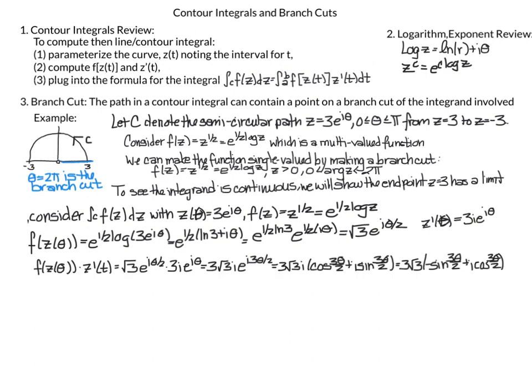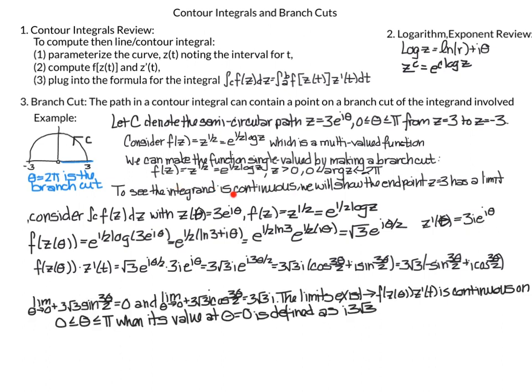For my integrand, now I'm going to multiply f composed with z times z prime of theta. And I've done this here. You can see my algebra. I algebraically simplified this to 3 square root of 3 i e to the i 3 theta over 2. And then I used Euler's identity, and I multiplied the i in to get this last expression, which is 3 square root of 3 times minus sine 3 theta over 2 plus i cosine 3 theta over 2.